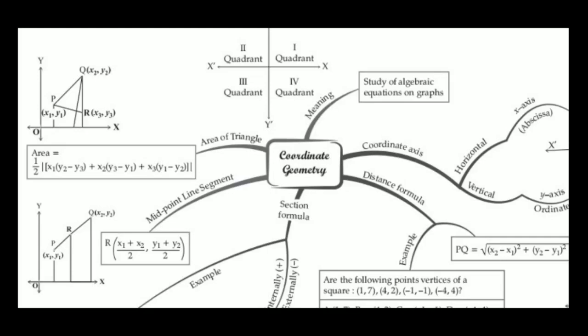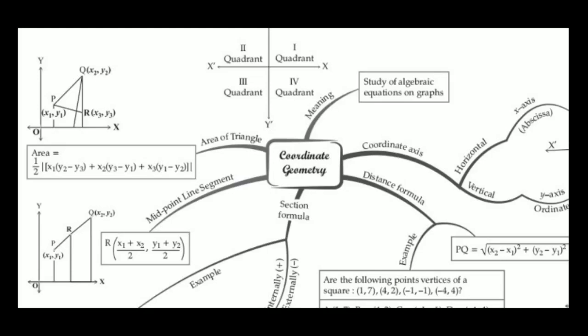In this chapter, we will discuss these topics. First is the meaning of coordinate geometry, then we will use the distance formula, then the section formula, after this the midpoint formula, and last, the area of a triangle.